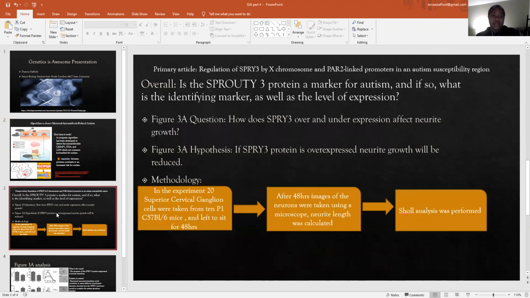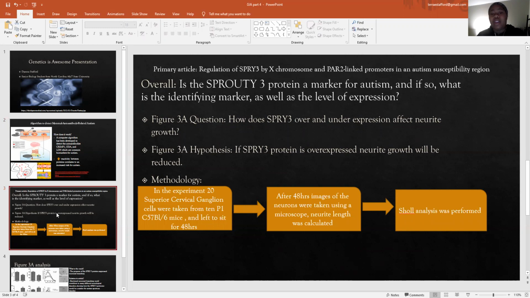disorder. So for my primary article, I picked regulation of SPRI3 proteins by X chromosome and a PAR2 linked promoter in an autism susceptibility gene. So overall, the question would be, is the SPRI3 protein a marker for autism? And if so, what is the identifying marker as well as the level of expression?